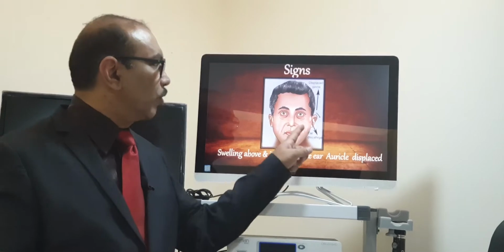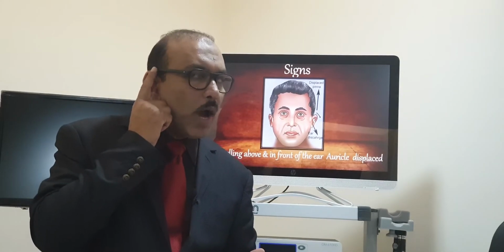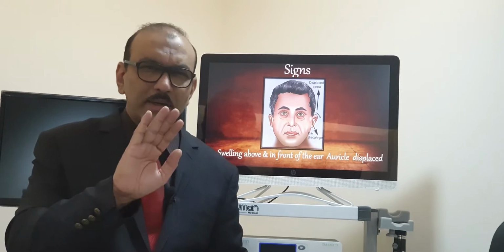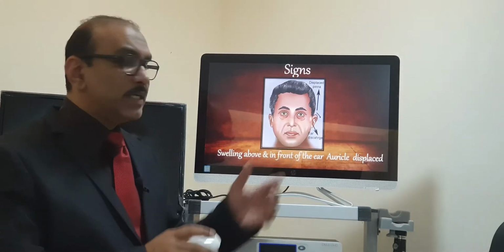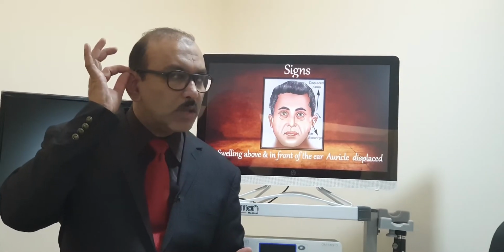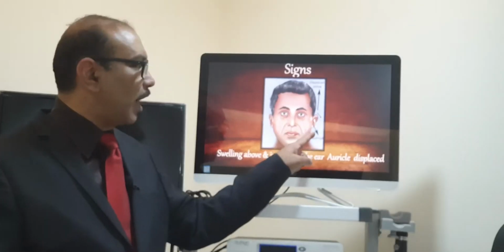On examination, they will be looking sick and will have fever, and on examination of the face, we can notice that there is a swelling above and in front of the ear, which is a diffuse swelling. There will be discoloration of the skin over the swelling, slightly reddish in color. And when you touch that part, it will be tender, he will be having pain. Along with this, if you see this part, the pinna, it will be displaced downwards, as shown in this picture. Along with that, you have an ear discharge too.